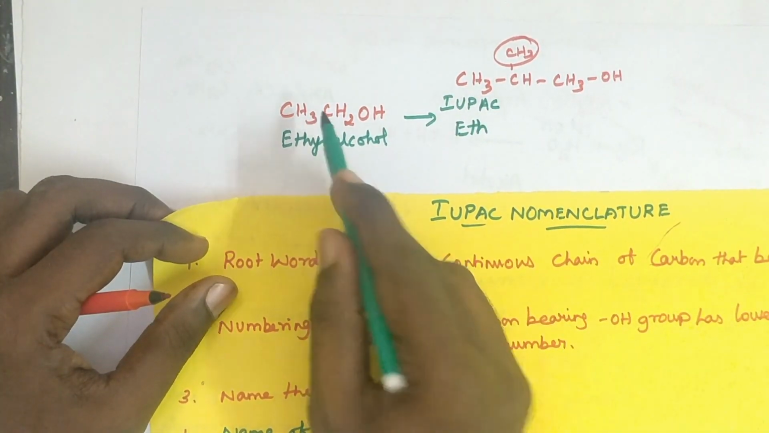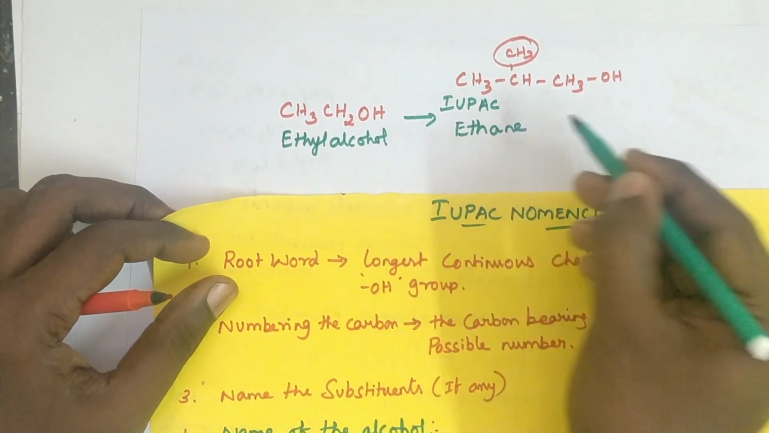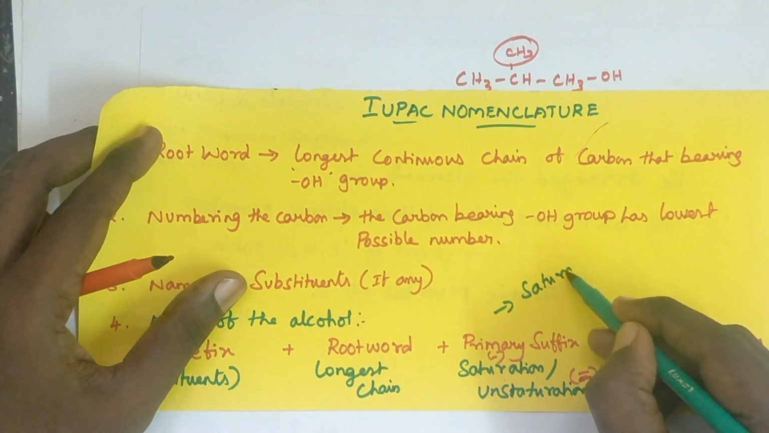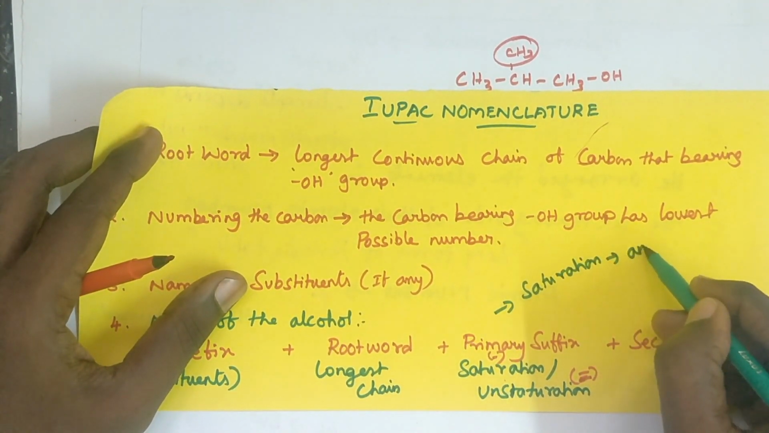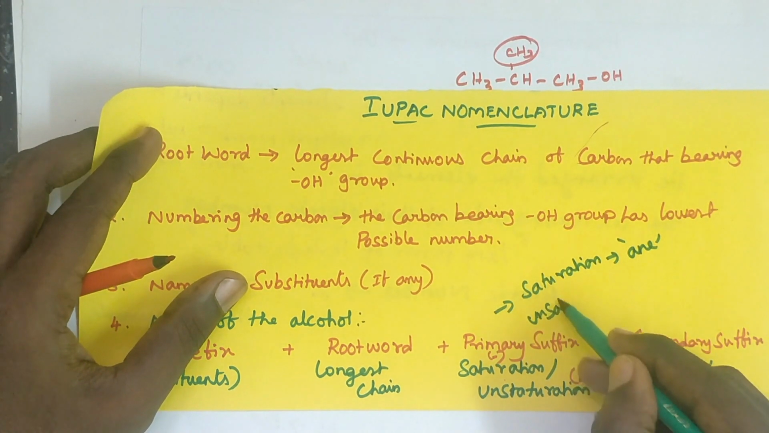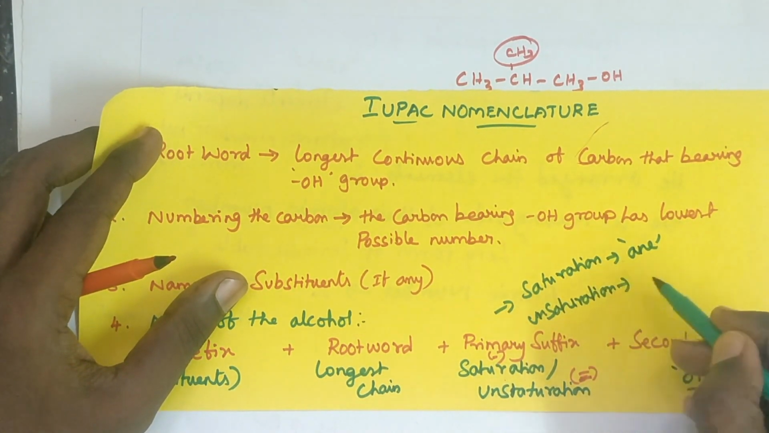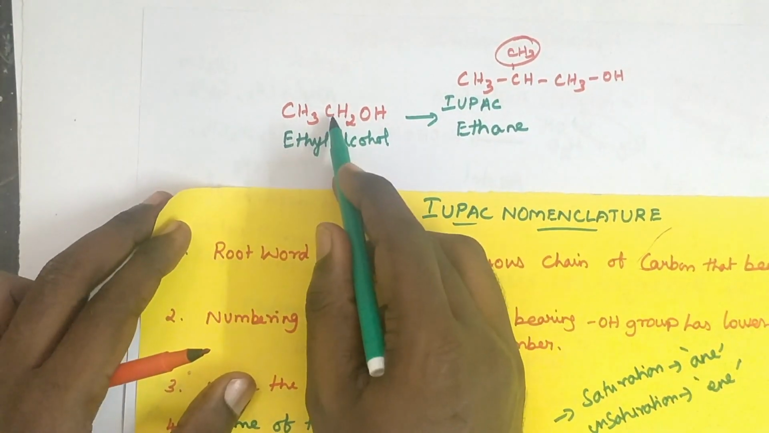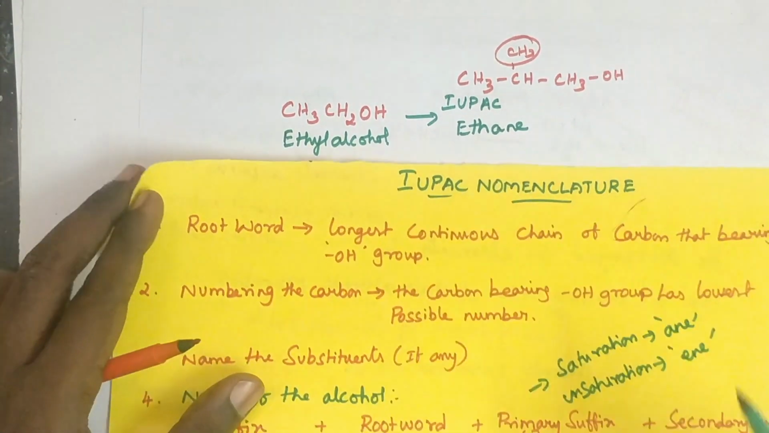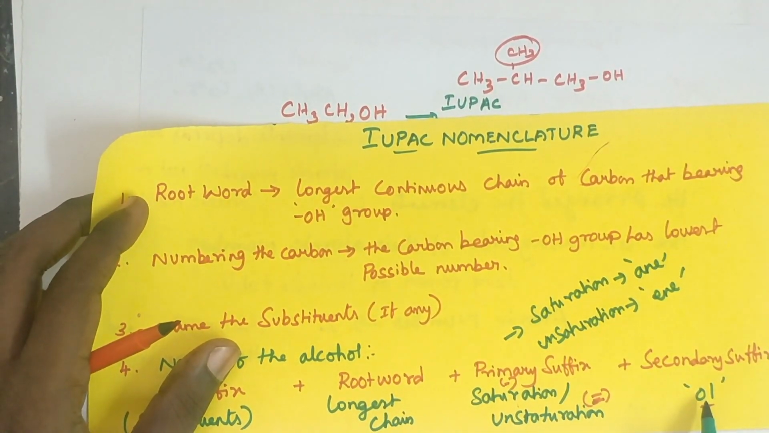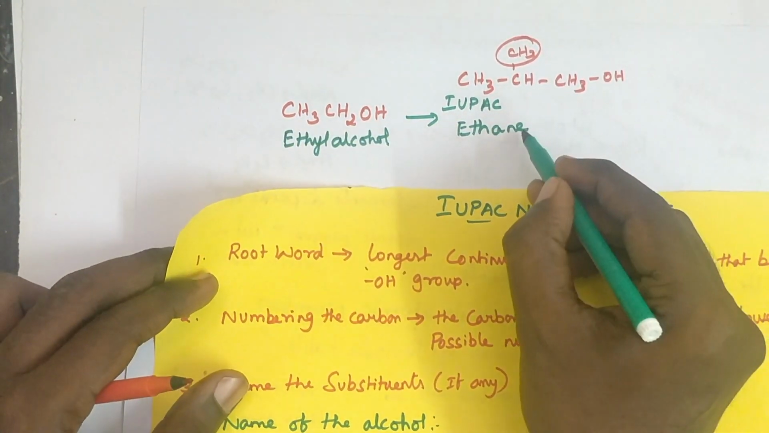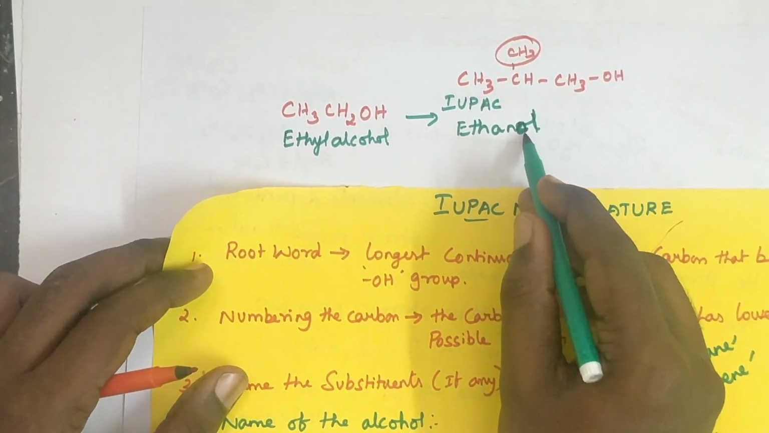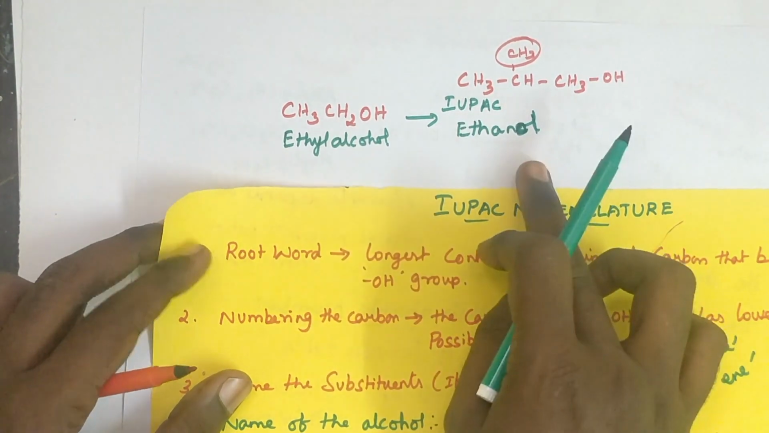Second step, we have to see the primary suffix, saturation or unsaturation. They didn't mention any bond, so consider it to be a single bond. Single bond means ends with ANE. So remember this: saturation means ends with ANE, unsaturation means EN. There is no mention of any bond, so consider it to be saturation, ANE. And the final step is the secondary suffix, so end with OL. While adding OL, you have to replace the E, cut off this E and add OL. So the IUPAC name of this compound is ethanol.